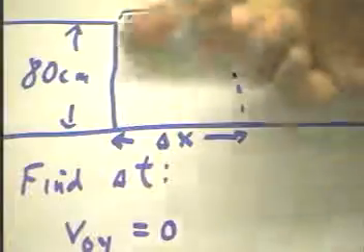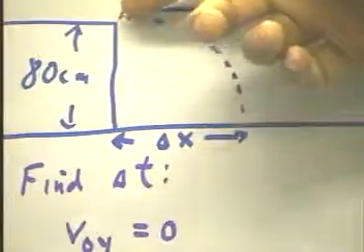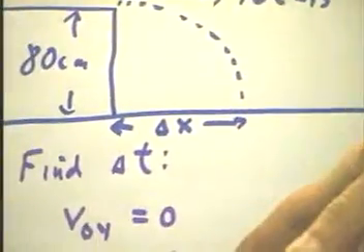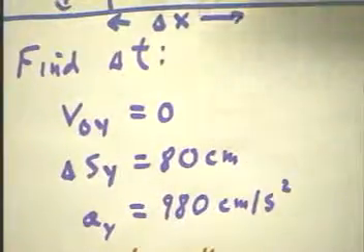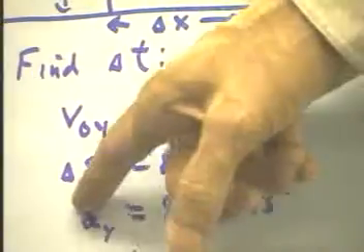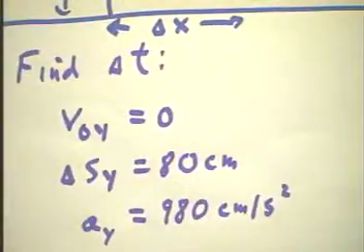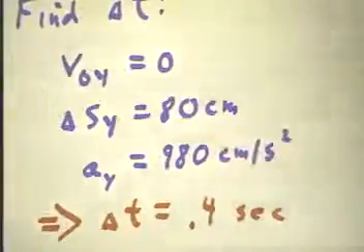The y motion is going to start at velocity 0. The displacement is going to be 80 centimeters, assuming the downward direction is positive, and the y acceleration will then be 980 centimeters per second squared. Using this information, we very quickly obtain delta t equals 0.4 seconds.